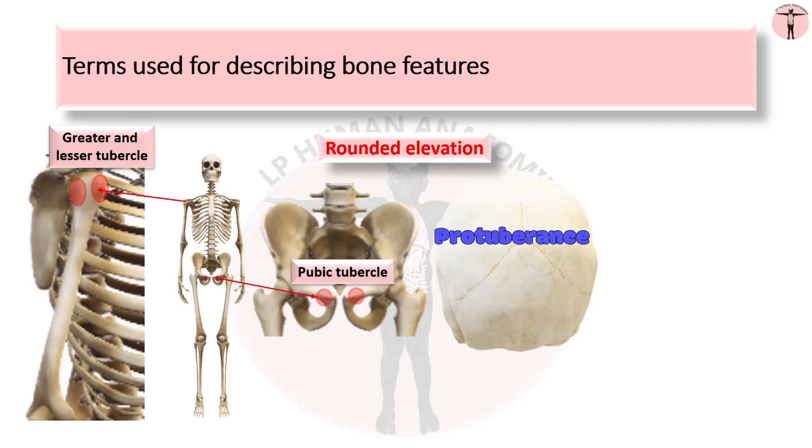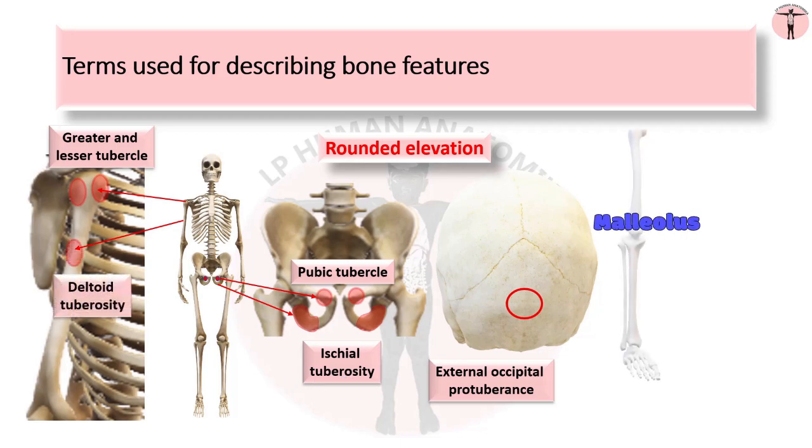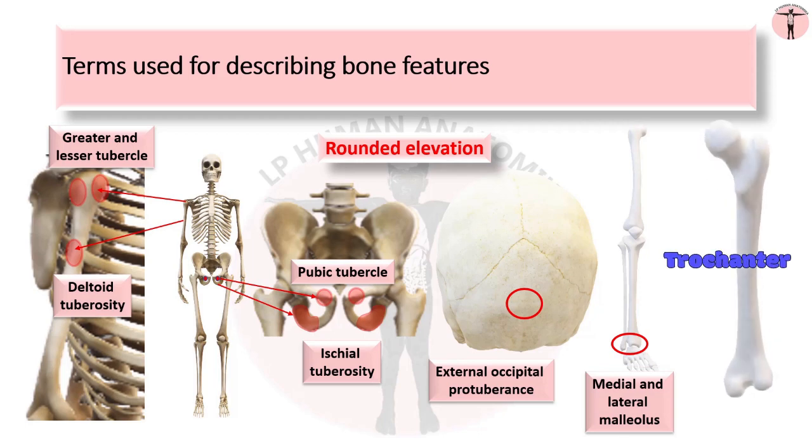Protuberance is a rounded projection or bump on a surface such as external occipital protuberance at the back of the skull. Tuberosity is a rounded prominence on a bone such as ischial tuberosity of the hip bone, deltoid tuberosity on humerus. Malleolus is a bony prominence on the ankle such as medial malleolus of tibia and lateral malleolus of the fibula. Trochanter is a large blunt process on the bone such as greater and lesser trochanter of the femur.